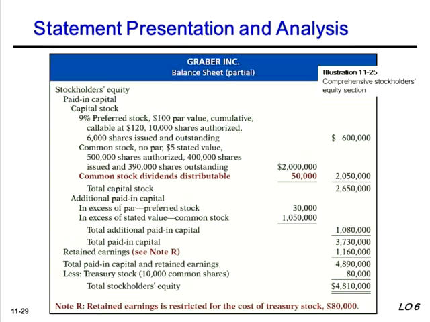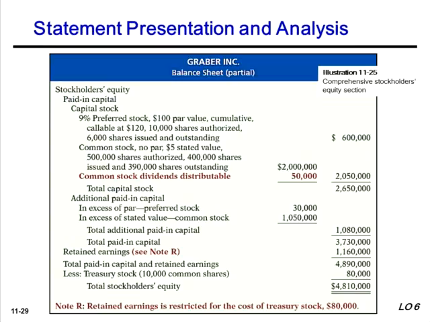So there are 10,000 shares authorized, so that's the maximum number of shares that they can issue, and they have 6,000 shares issued and outstanding. So that means that those 6,000 shares are owned by investors, and the preferred shares cannot be bought back and held in treasury for a subsequent reissuance. That only applies to common.